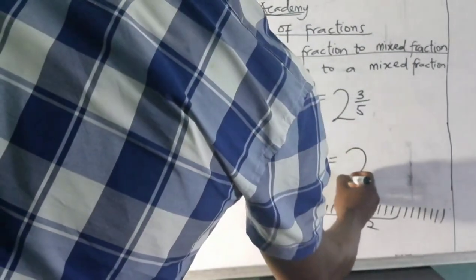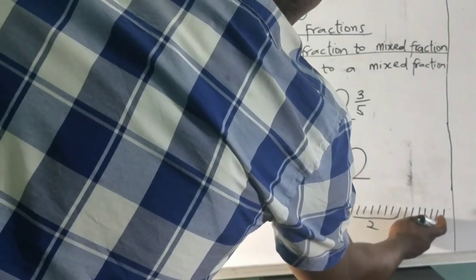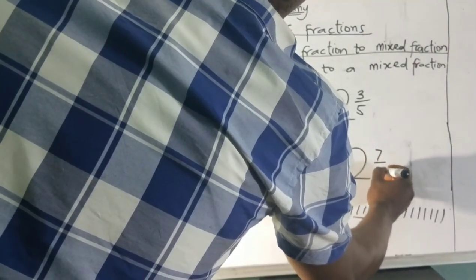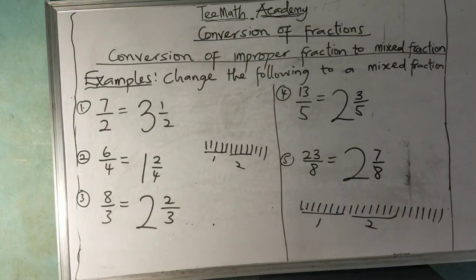So that is what? 2 whole number. Remember 7. 1, 2, 3, 4, 5, 6, 7. 7 over 8. So that is 2 whole number, 7 over 8.